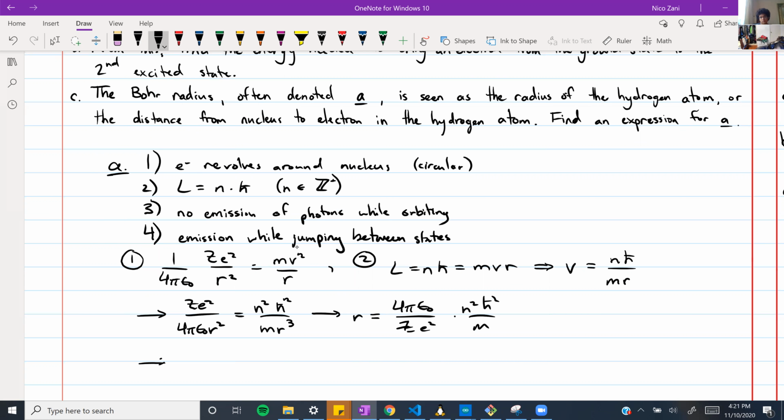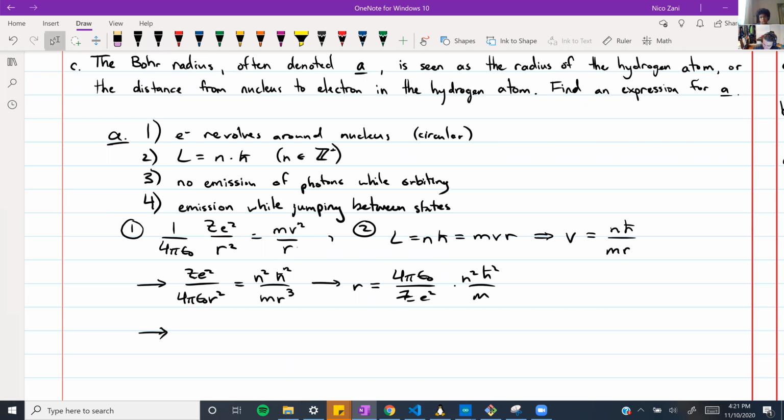We also know that we can use this to solve for v more explicitly, right? I'll go ahead and write that out. That is just going to be that v is z e squared over 4 pi epsilon naught times 1 over n h bar. So really just dividing out mr, or taking r and manipulating it around so that we just get v.